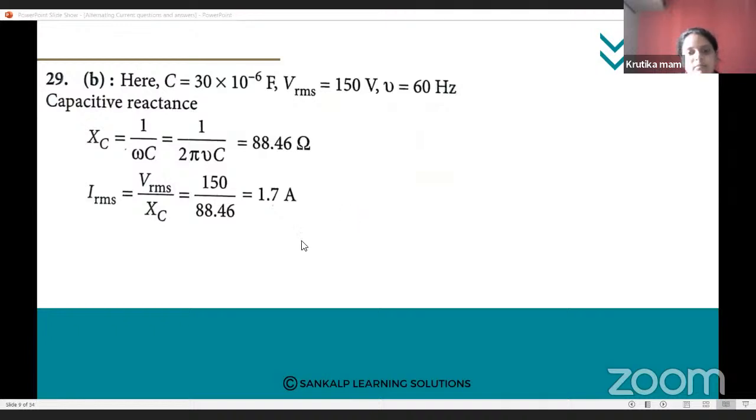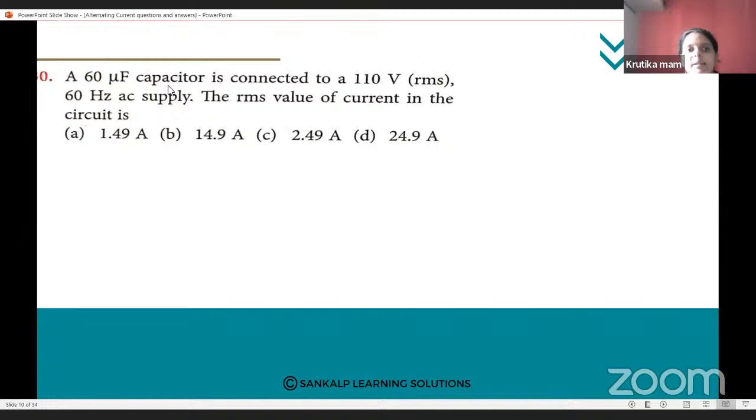Yes, next question. A 60 microfarad capacitor is connected to a 110 volt, 60 hertz AC supply. What is the value of the IRMS current in the circuit? 1.49 ampere, 14.9 ampere, 2.49 ampere, 24.9 ampere. This is an AC circuit consisting of a capacitor. IRMS is equal to VRMS divided by, C. Yes. Correct, very good. Like the previous question only.